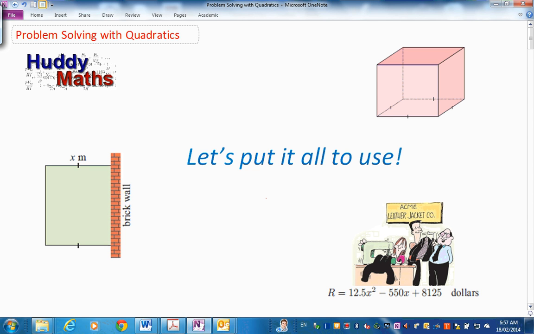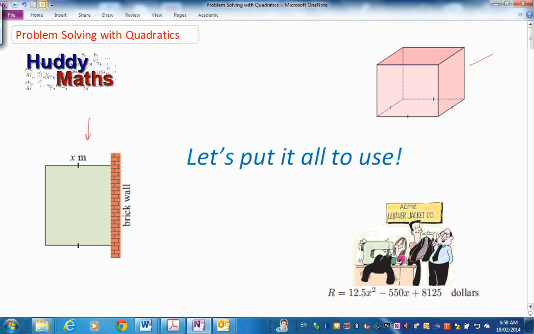Hey, I bet you this is what you've been waiting for. What's the use of all this stuff that we've been doing? Well, let's put it all to use right here now and do some problem solving. Have a look. You've seen this sort of problem before. How big an area can you enclose with a certain length of wire? And that's going to give us a quadratic.